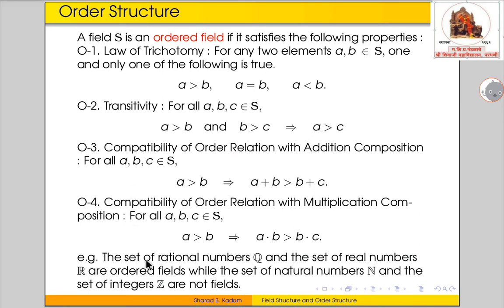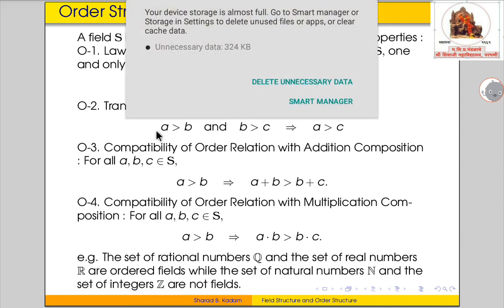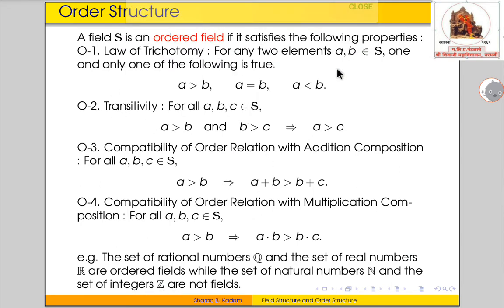Some examples: the set of rational numbers and the set of real numbers are ordered fields, whereas the set of natural numbers N and the set of integers Z are not fields.